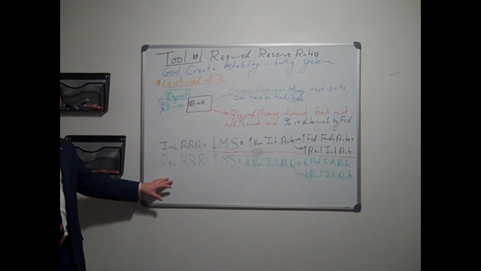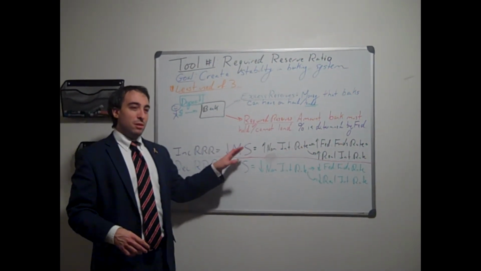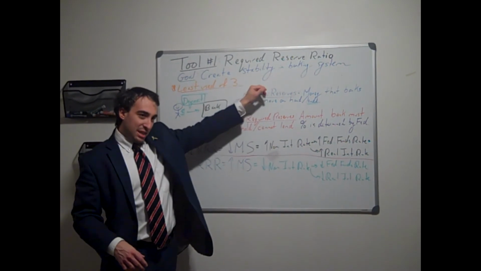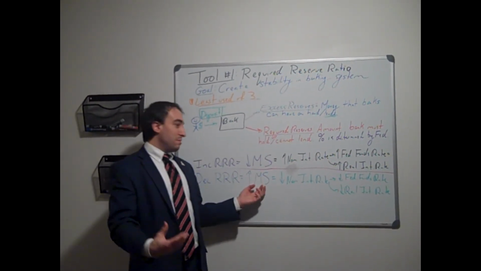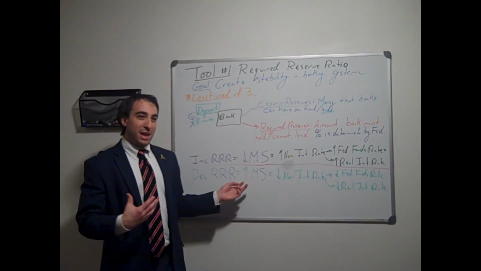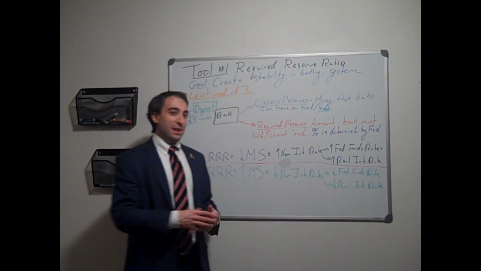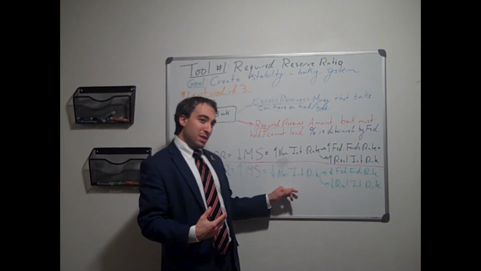Inversely, decreasing the required reserve ratio means that more required reserves can now become excess reserves. So banks have to hold less money. This would increase the money supply. In order for banks to send a signal to everybody that, hey, we have more money to loan, come borrow from the bank, they would lower the nominal interest rate.